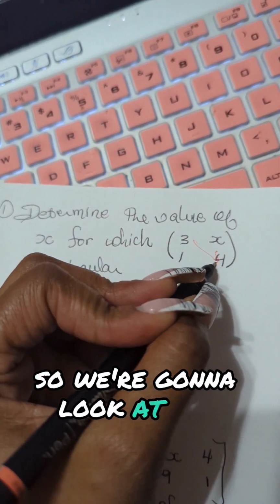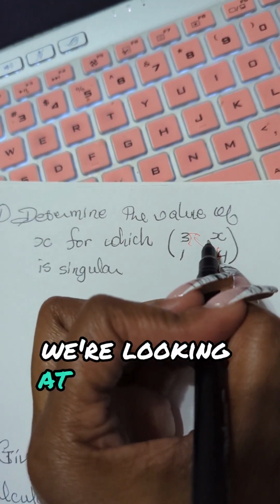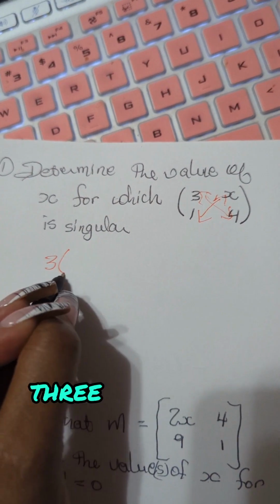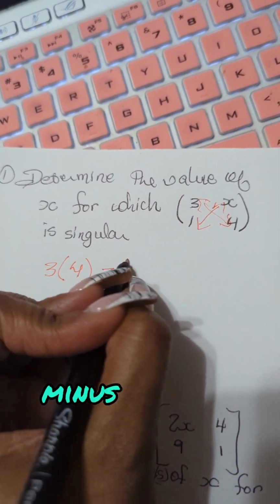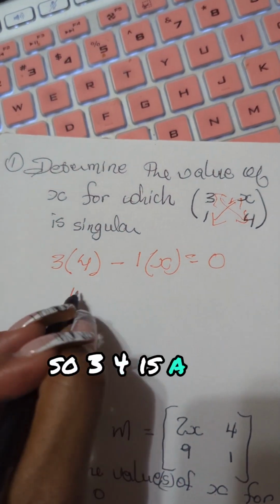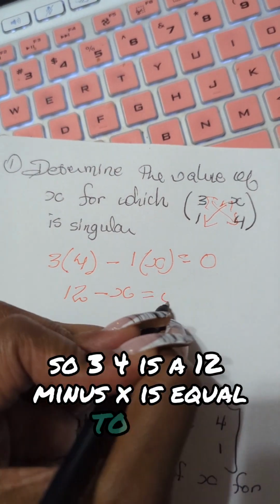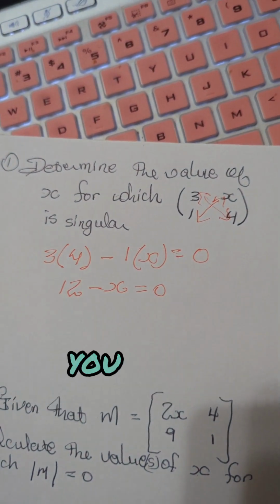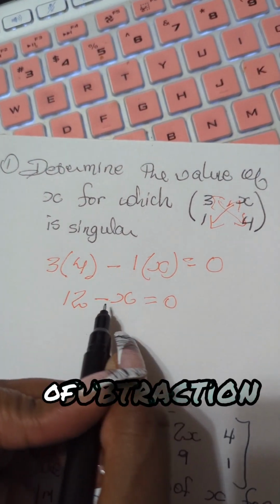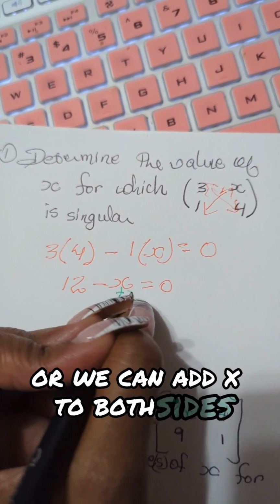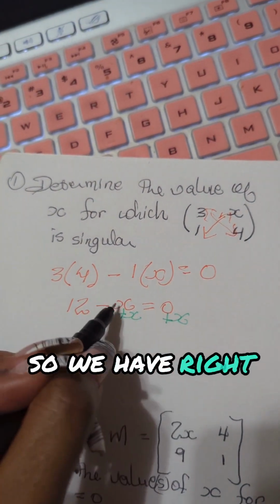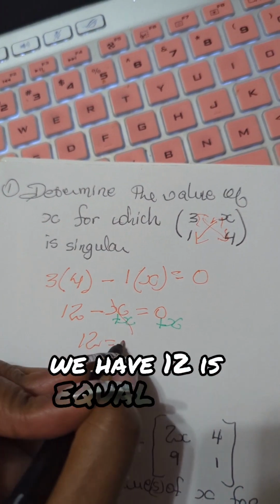So we're going to look at this. We're looking at multiplying the product of the leading minus the product of the non-leading. So we have 3 times 4 minus 1 times X is equal to 0. So 3 4s are 12, minus X is equal to 0. People solve equations in different ways. I say you can transpose the X and do the opposite of subtraction, which is addition, or we can add X to both sides. Doesn't really matter, we're going to get the same thing anyway. So these cancel, and we have 12 is equal to X.